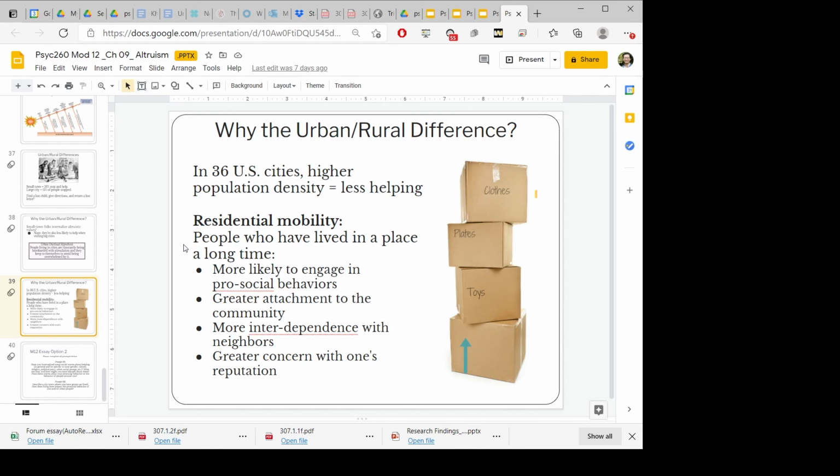So people who live somewhere for a long time tend to behave more pro-socially and tend to help other people more. That's why people who live in rural areas are more helpful, because they live there for longer, and people who live in urban areas tend to move around a lot. So they form no attachment to their community, and so they don't behave in a pro-social way. They're not as helpful.